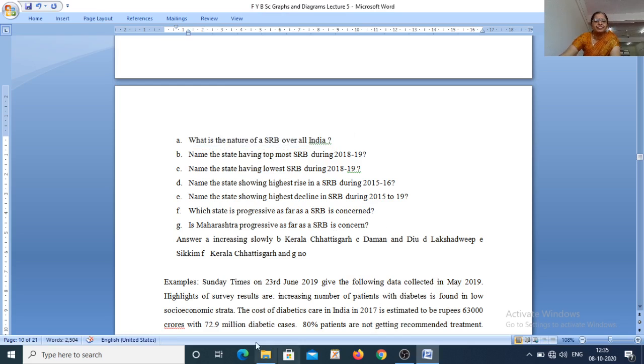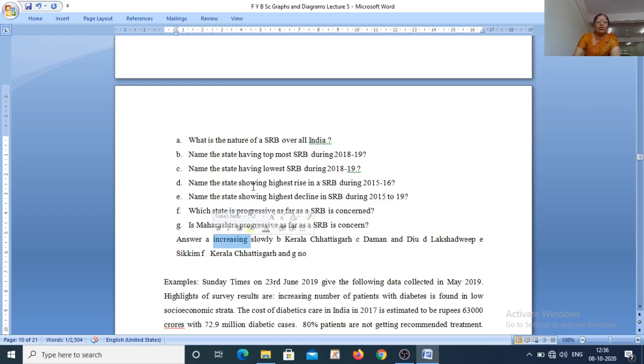So the trend is increasing. I have given answers also here. The sex ratio is increasing. Name the states having topmost SRB during the year 18-19. So these are Kerala and Chhattisgarh.